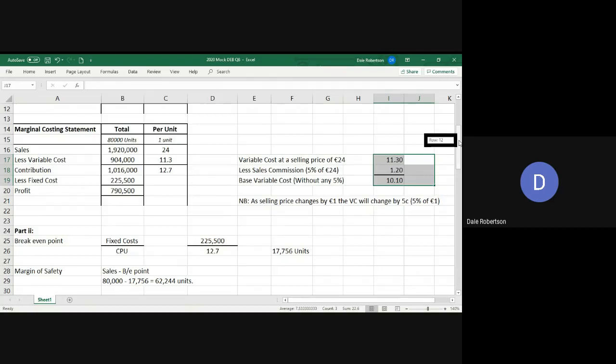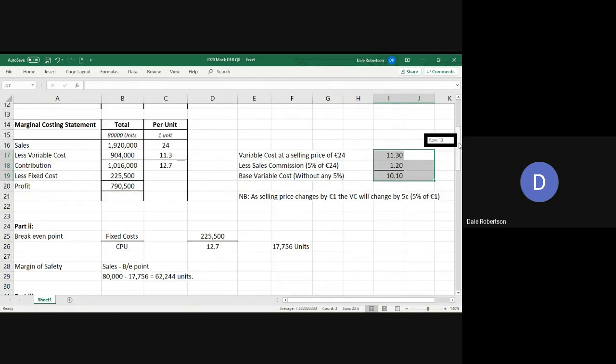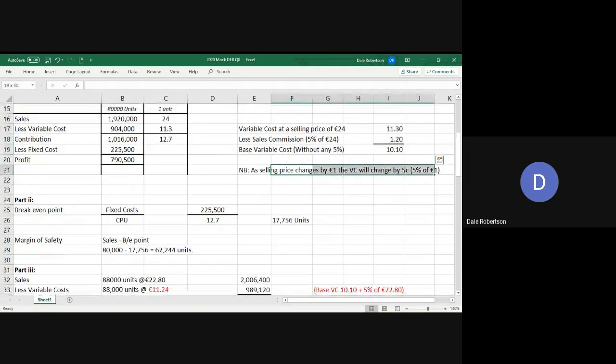And there's an NB point here to say that as the selling price changes by €1, the variable cost will change by 5% of €1, which is 5 cents. And that rule still applies, assuming it's still 5%. It could be 6%, and then it would be 6 cents of a change. The base variable cost is important, and we'll use that in part 3 and 4, and I think 5 of this question.